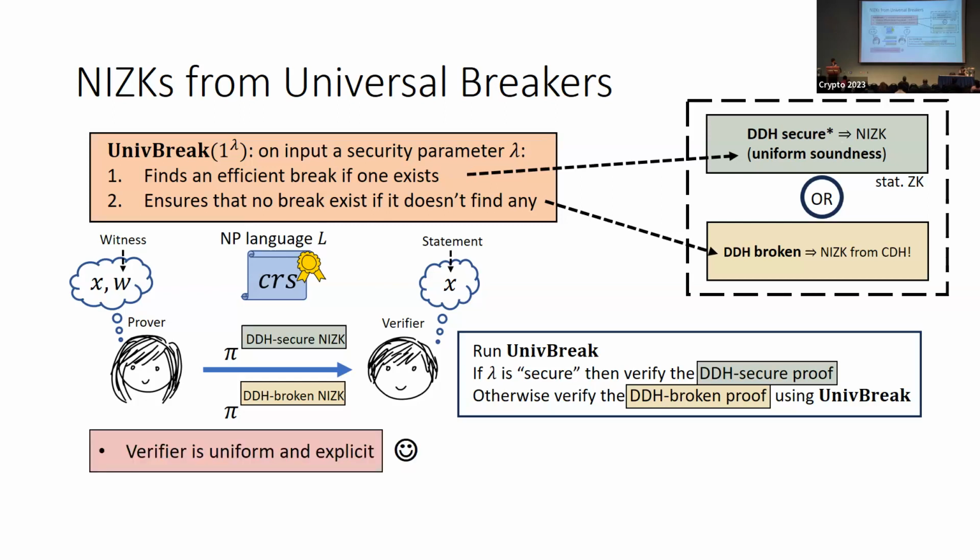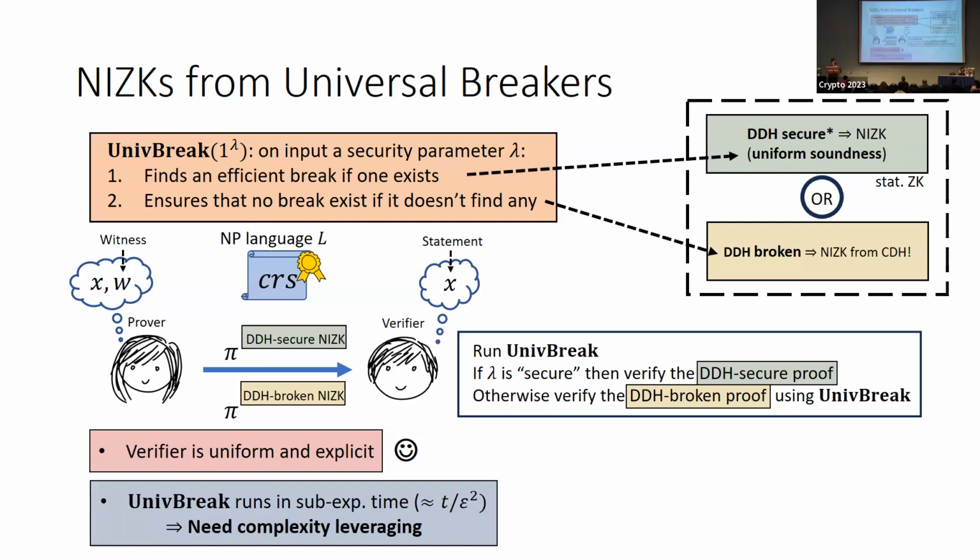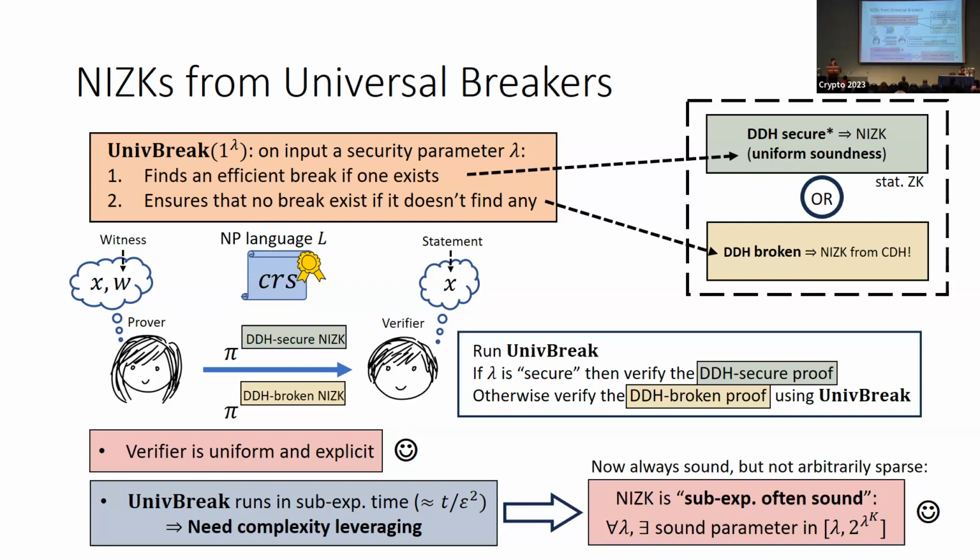Now, because our universal breaker is explicit, it just runs over all Turing machines and tests whether they break it. It is uniform and explicit, so we took care of some of the caveats. Unfortunately, even though you could believe that there's a well-defined procedure that works on all security parameters, inherently our universal breaker runs in more time than the adversaries that it's finding. So we need to use complexity leveraging. That's inherent in our approach. And so we don't get soundness on all security parameters, but we can ensure that soundness holds for a somewhat dense set of security parameters. More formally, for every interval that looks like this, you will find a sound security parameter in every such interval.